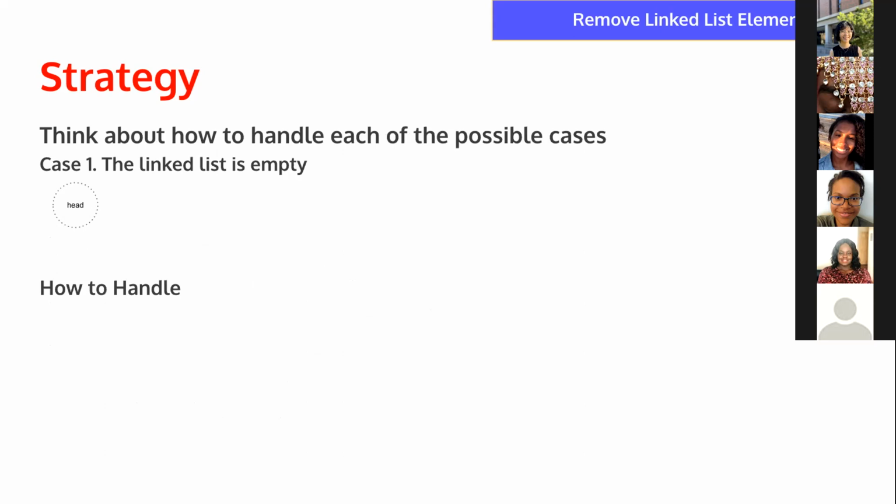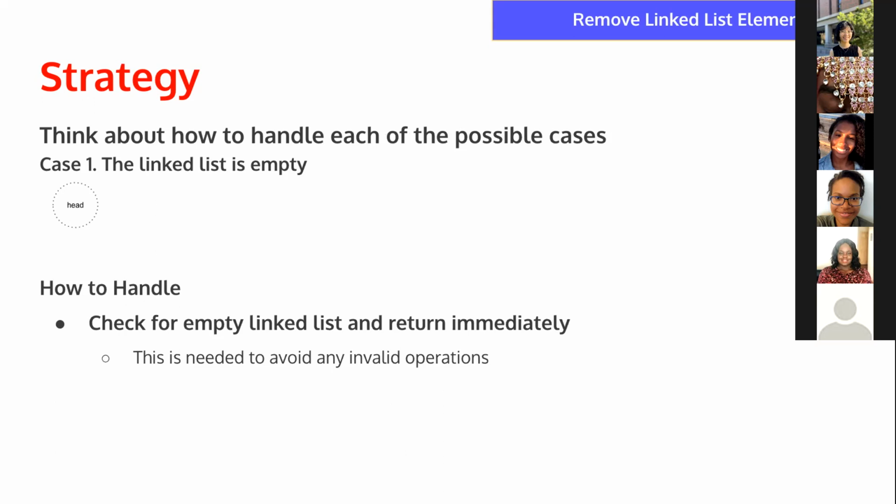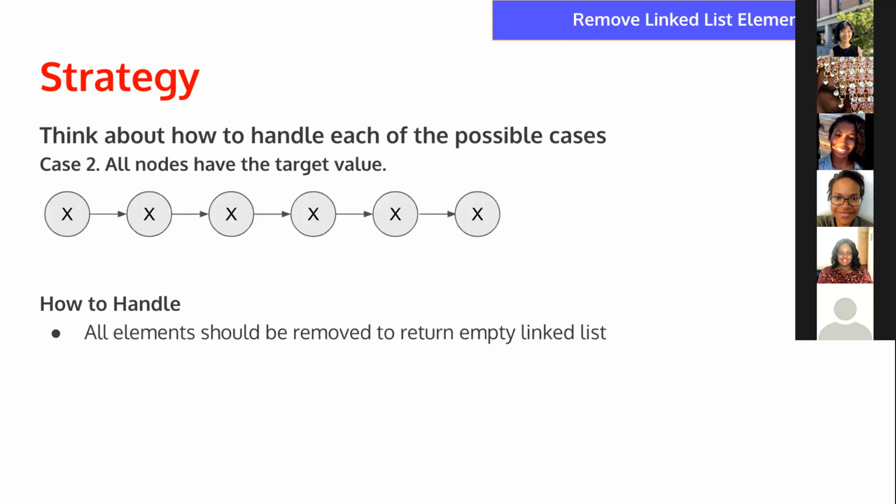All right, so let's think about how to handle each of these possible cases. So case number 1, when the linked list is empty, how do you want to handle that? Well, this is a pretty simple one: we just want to check for an empty linked list and return immediately if that was the case, because this will save us from running any invalid operations on this empty thing. In case number 2, what do we do if all the nodes have the target values? This one's also pretty straightforward: all the elements should be removed to return an empty linked list.